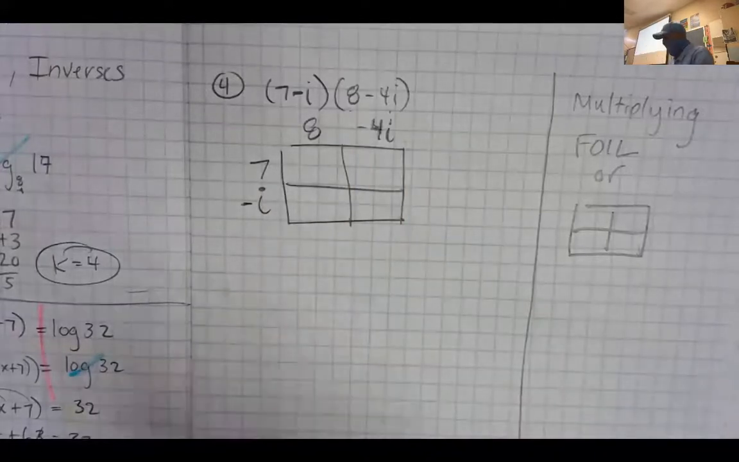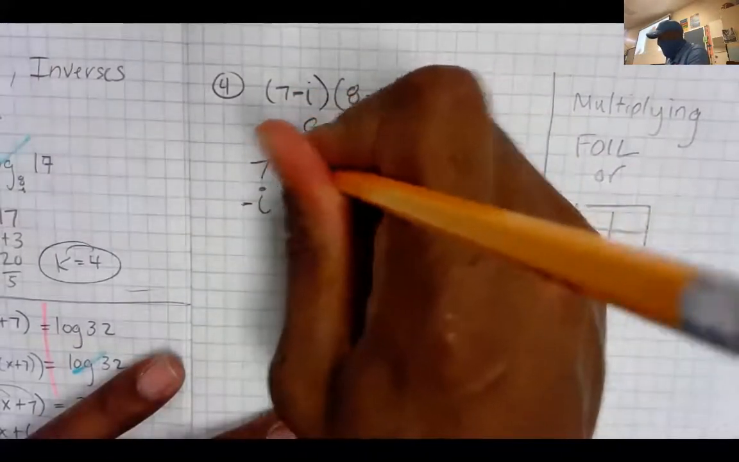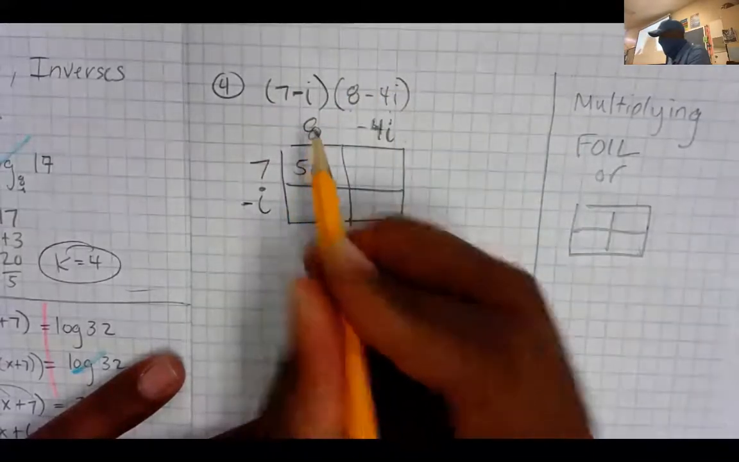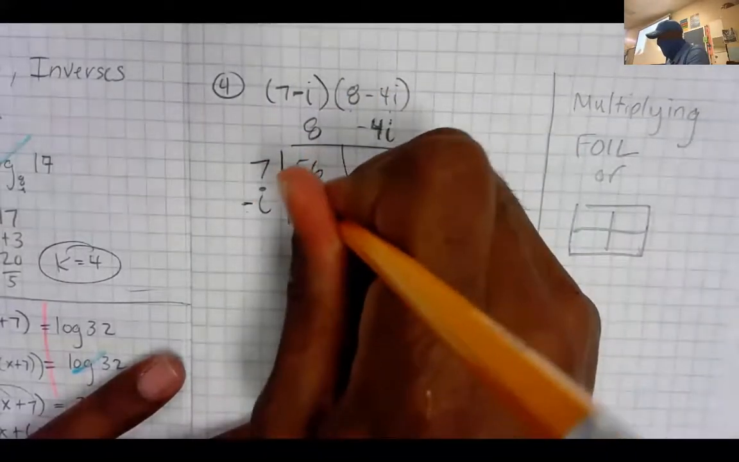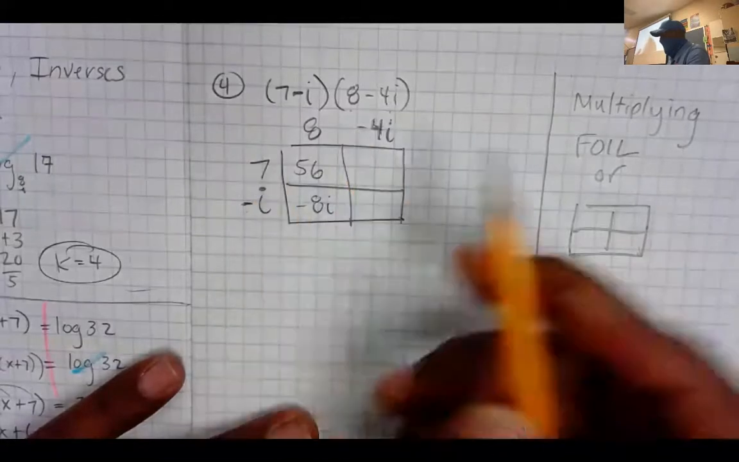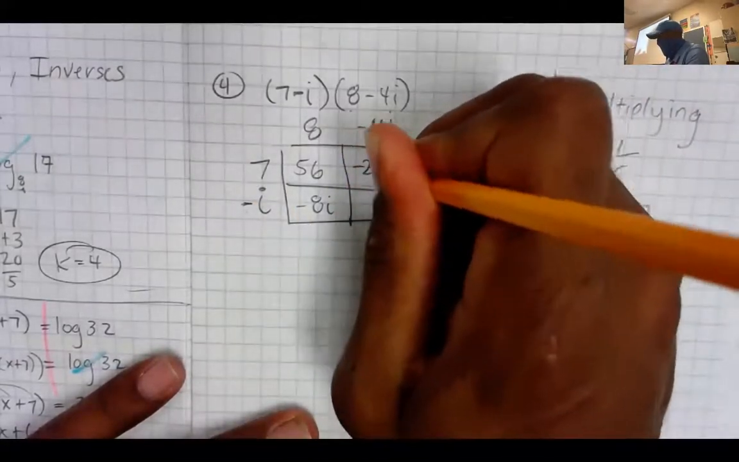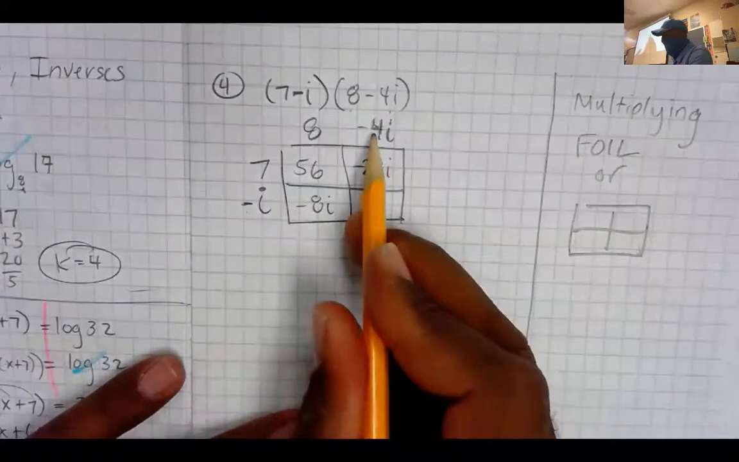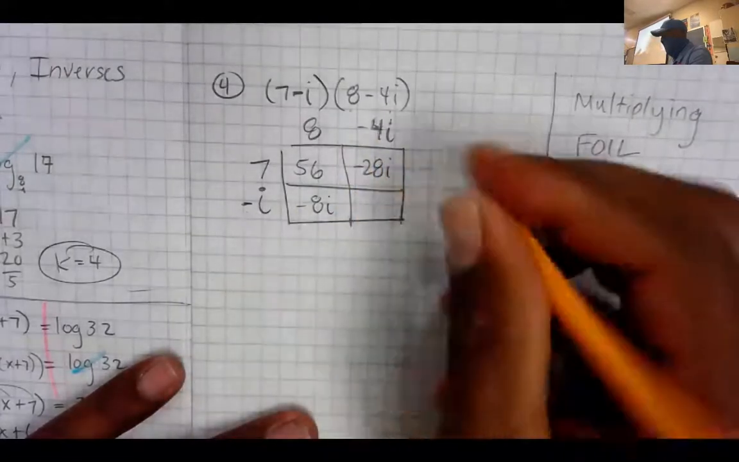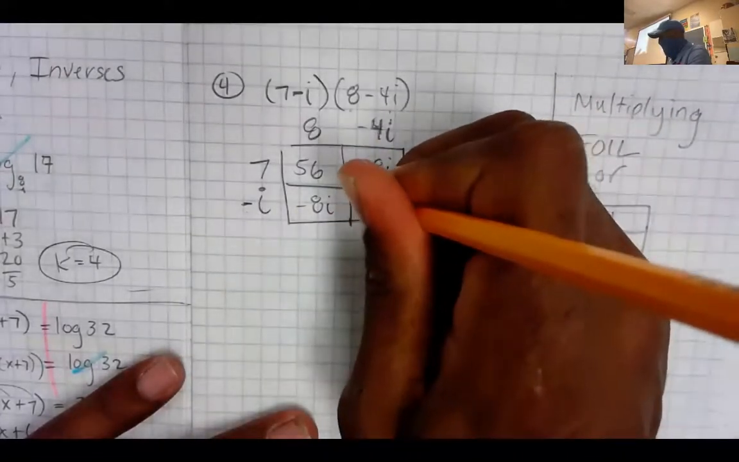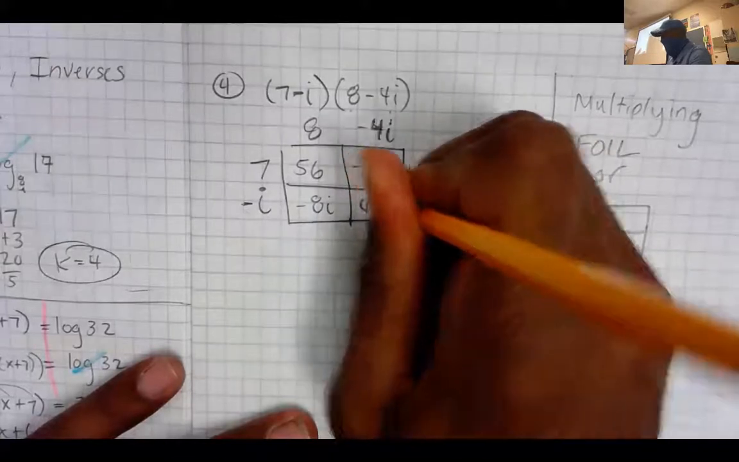All right, so let's now multiply every term. So 7 times 8, 56, negative i times 8, negative 8i. 7 times negative 4i, negative 28i. And then negative i times negative 4i, it's going to be positive 4i squared.